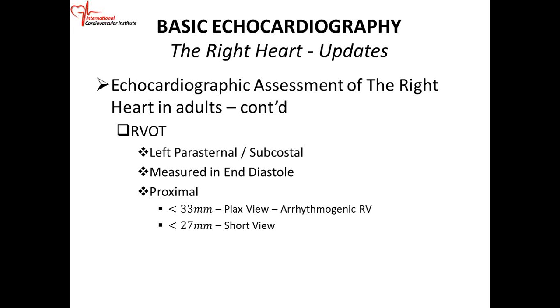Now, if you use the short axis, the distal RVOT is when we do our short axis view at the level of the aorta, and just right where you have the pulmonic valve, that should be less than 27 millimeters or 2.7 centimeters. If that's more than 27 millimeters or 2.7 centimeters, then it's dilated. So you have to be clear where you're measuring and you have to document what you're measuring.